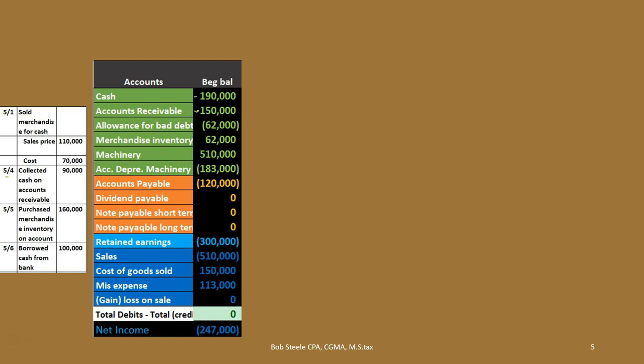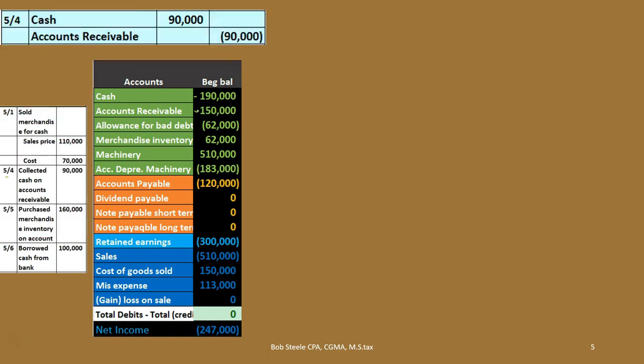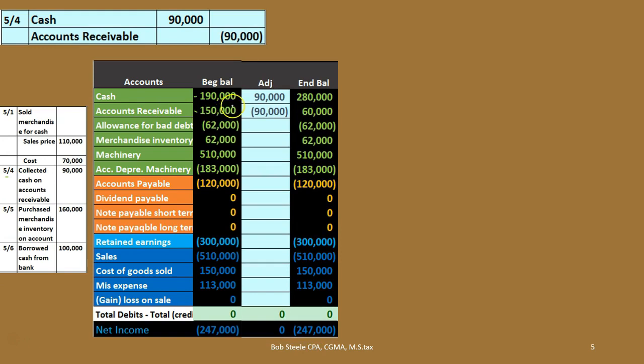So we're going to take that debit, reduce it by the 90. So we're going to credit receivable. Journal entry will look like this: debit cash, credit receivable. So if we think about that, then we have the cash here going up by that 90. So here's the 90 debit to cash, increasing the cash. And we have the receivable at 150 going down by that 90 down to 60.